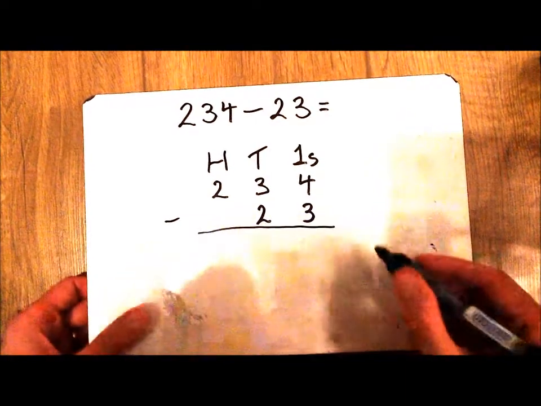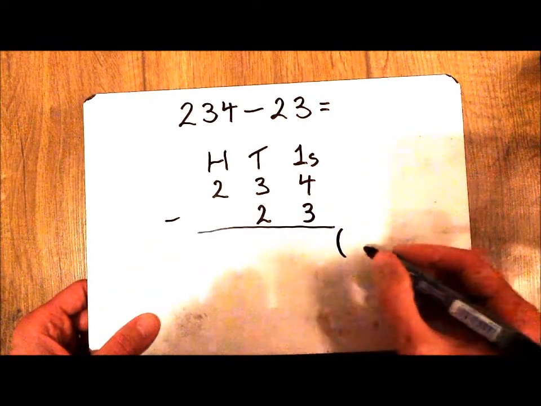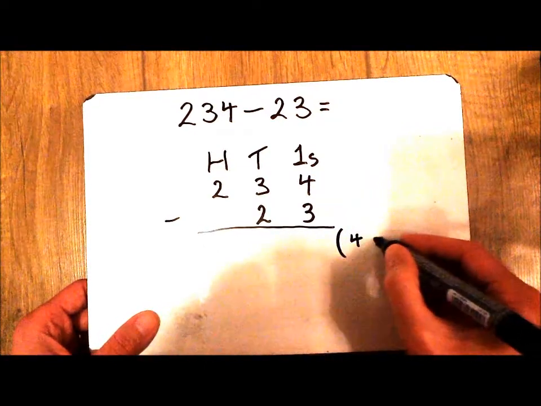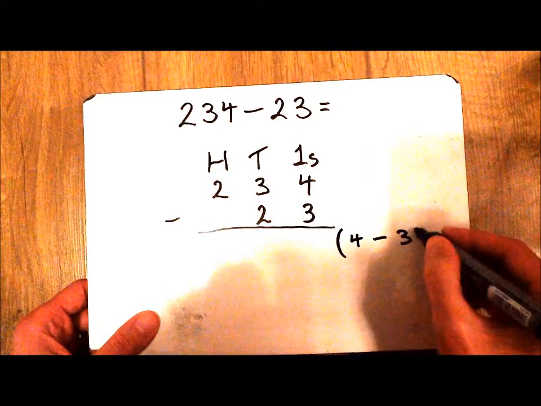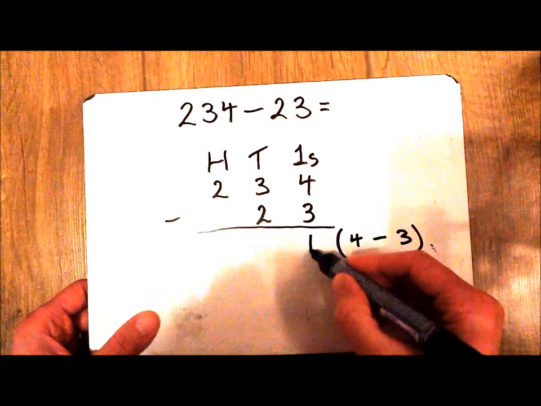So just like when you're doing addition, using this method, I'm going to start by putting my ones column subtraction into brackets in the first row. So here I have 4 ones, take away 3 ones, which gives me 1 one left over.